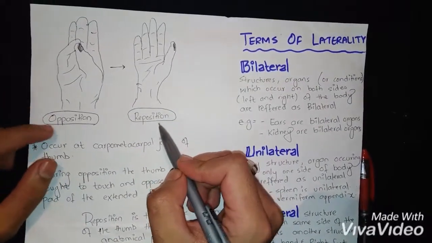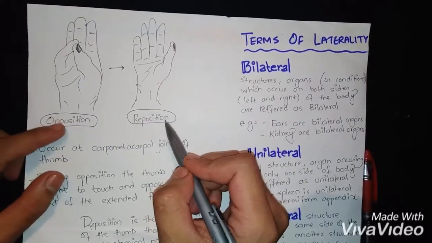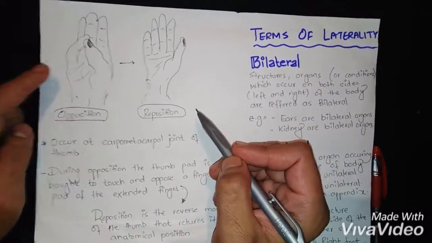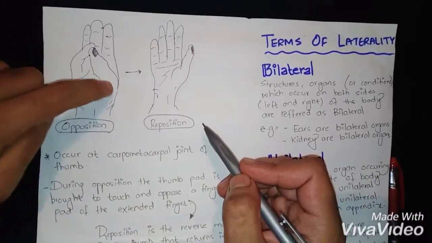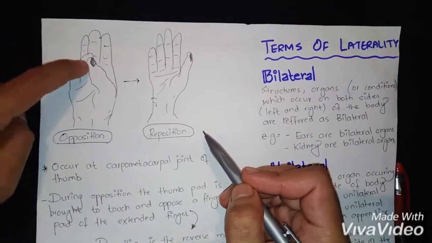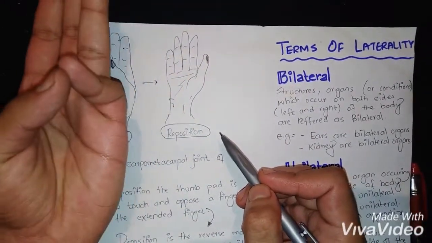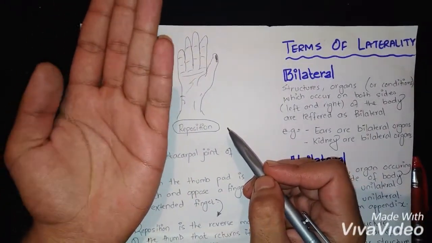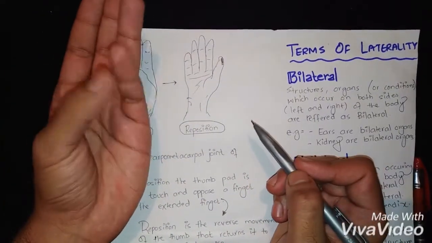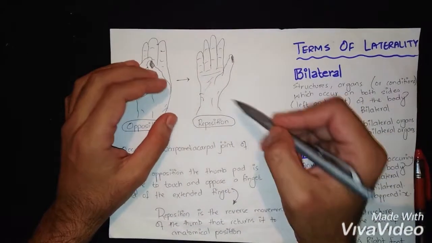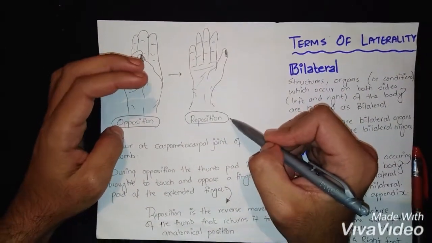Now we look at opposition and reposition, a concept of the thumb especially. During opposition, the thumb pad is brought to touch and oppose the finger pad of an extended finger. This is opposition. And reposition is to bring it back to the normal position, or reverse the movement of the thumb that returns it to the anatomical position. This is about the opposition and reposition of the thumb.